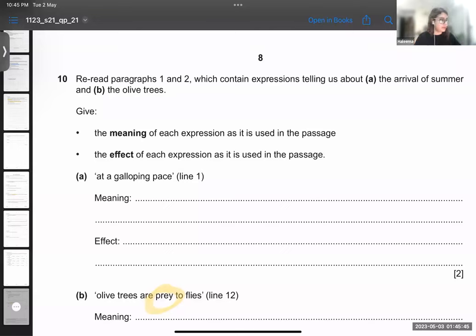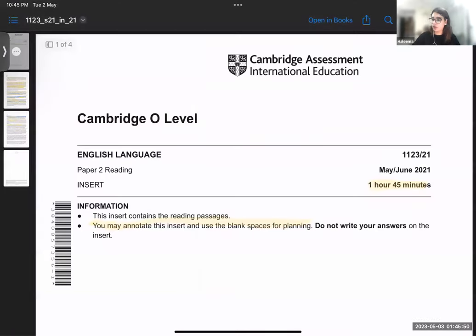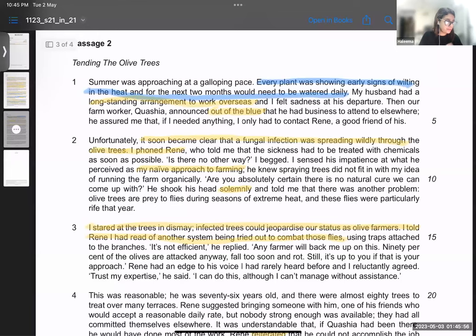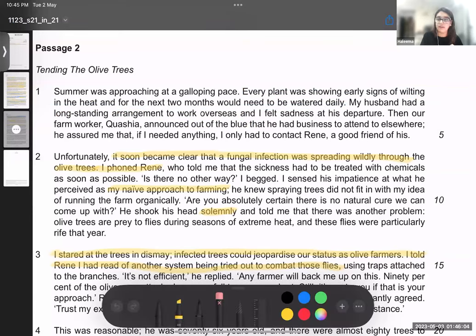And if you don't know what this means, if you look at the passage itself, the way they have talked about it in the next statement tells you that this is something that is happening very quickly. So if you look at summer was approaching at a galloping pace, every plant was showing early signs of wilting in the heat. So early signs of wilting in the heat, doesn't this tell you that something is happening before time? So this is how you take out meaning of something that you don't already know the meaning of. If you don't know what galloping pace means, read the next statement, because that will always give you a little hint of what the author is trying to imply.